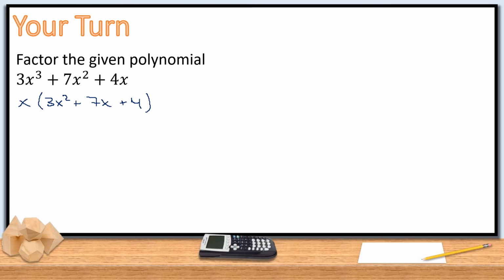So then, quick look at 3x squared. So 3 times 4 is 12. So yeah, we will be able to do this. All right, so x is going to be one factor. We're going to have to factor the quadratic.